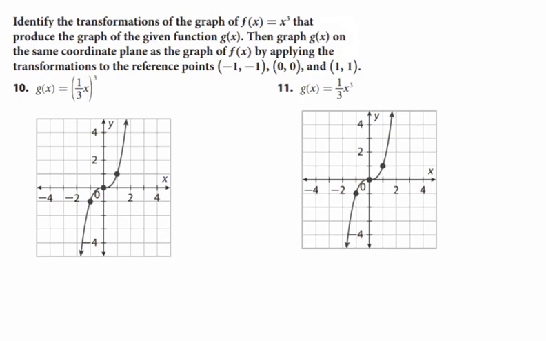Here we have a different set here. Identify the transformation of the graph of f(x) equals x cubed that produces the graph of the given function g of x. Then graph g of x on the same coordinate plane as the graph of f of x by applying the transformations to the reference points -1, -1, 0, 0, and 1, 1. And so we have our a value is 1/3.